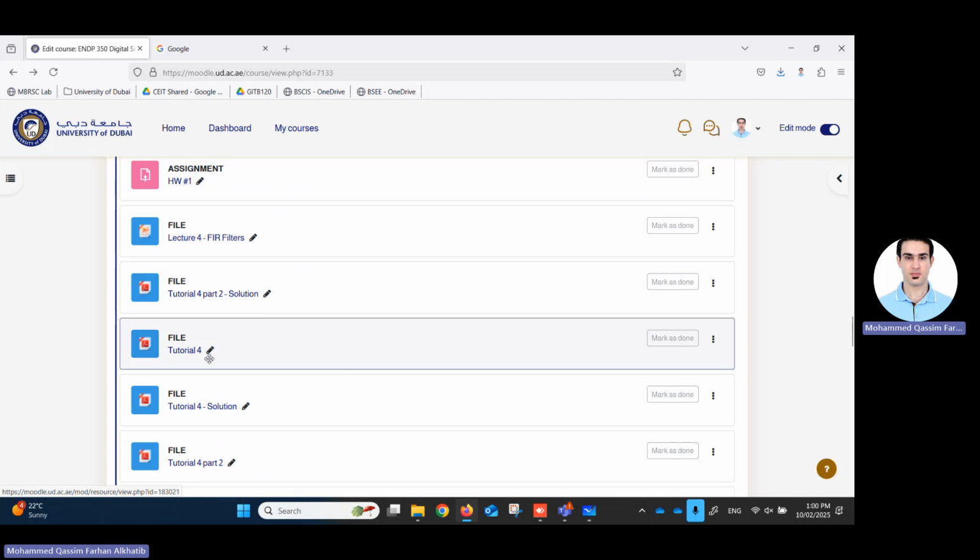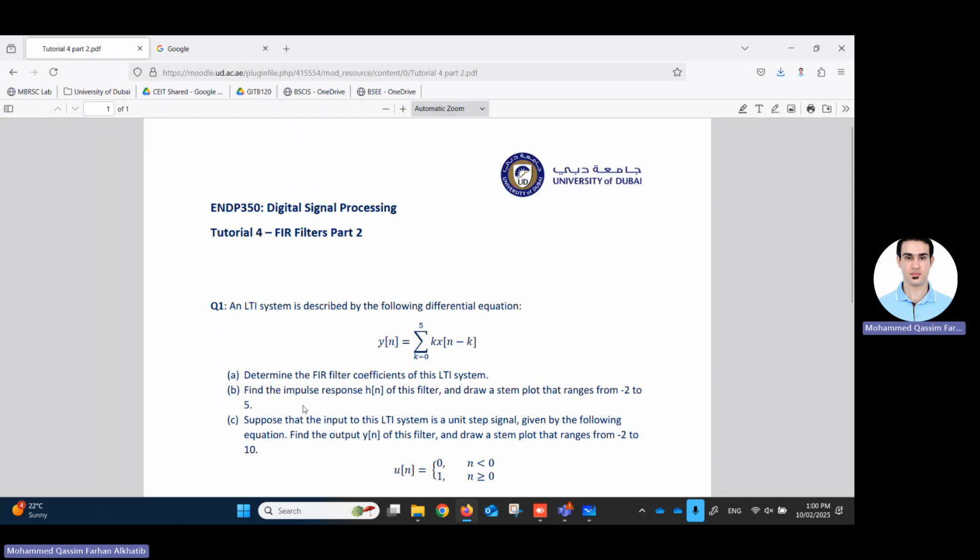Okay, so the other part, tutorial 4, part 2. An LTI system is described by the following difference equation. Determine the FIR filter coefficients of this LTI system. If you have something like this, and I ask you what are the coefficients?